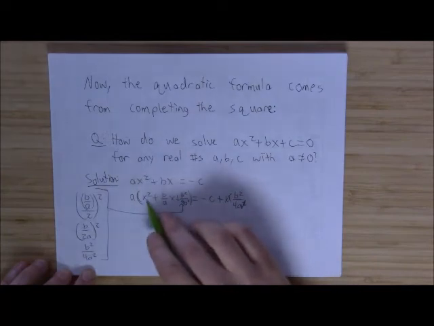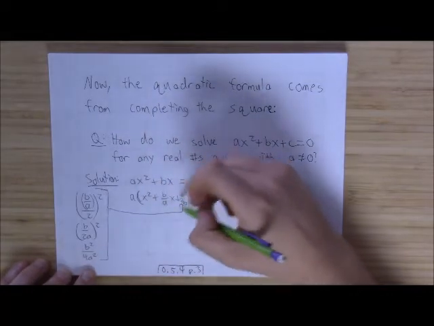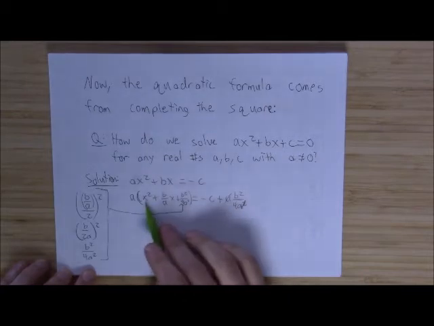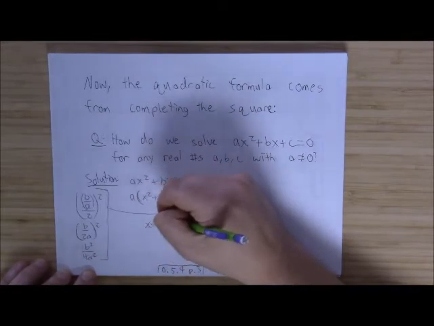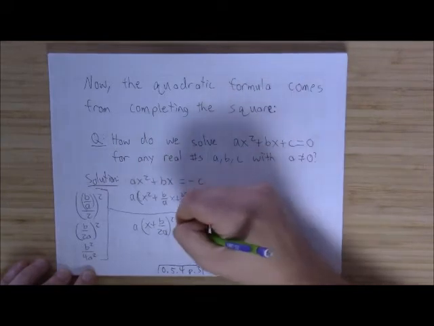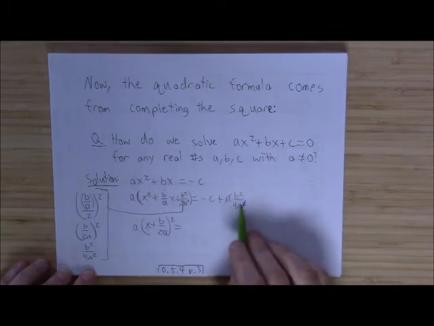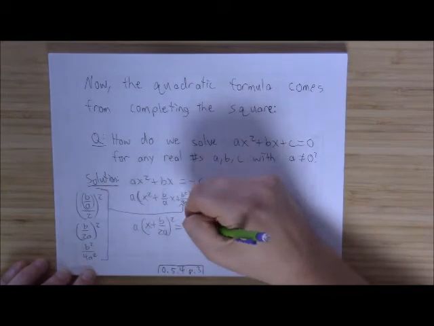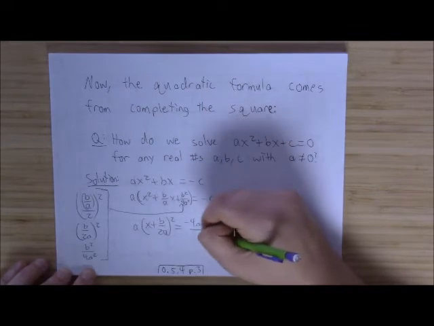Now, if we continue, we know that we can break this down. This creates a perfect square, and it's a perfect square of x plus whatever's on the inside before we squared. So x plus b over 2a squared times a. And now we have to add to this side. If we add to this side, we have to get a common denominator here. So we multiply top and bottom by 4a here. So we get negative 4ac plus b squared all over 4a.